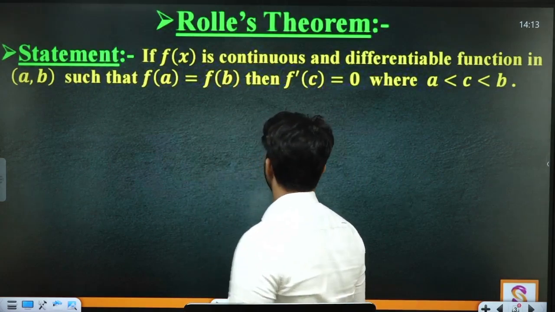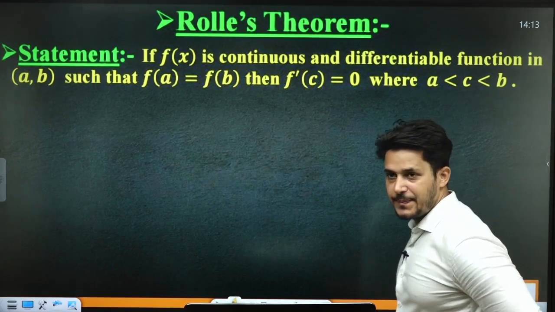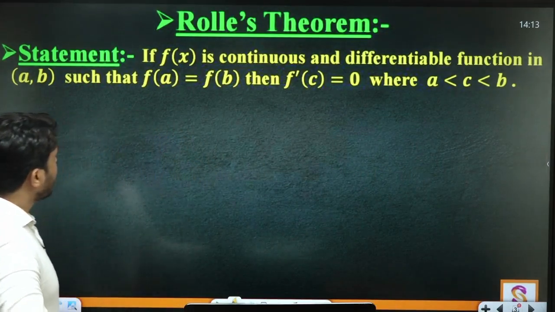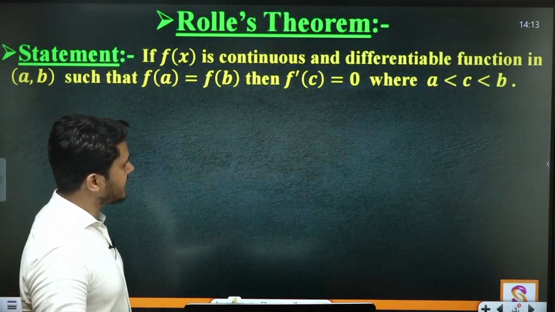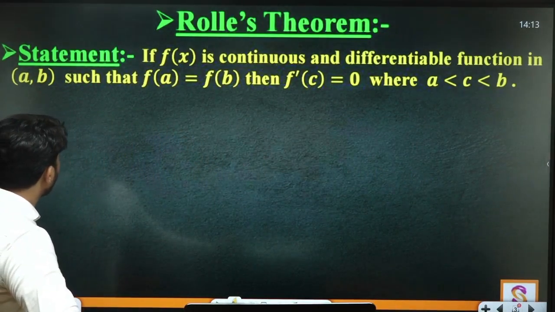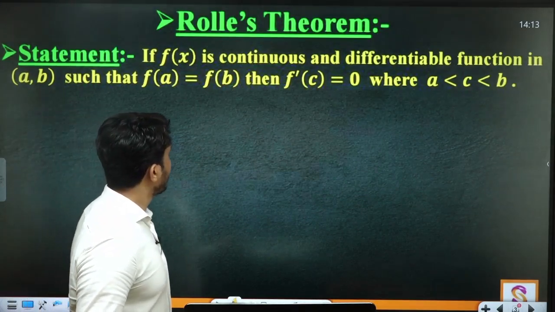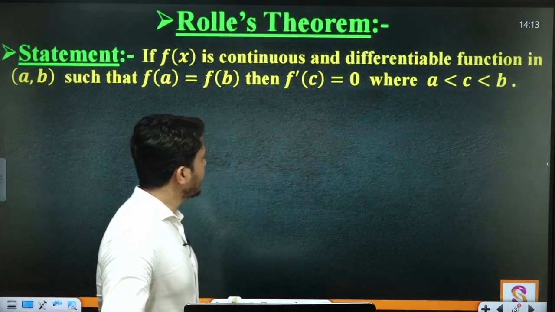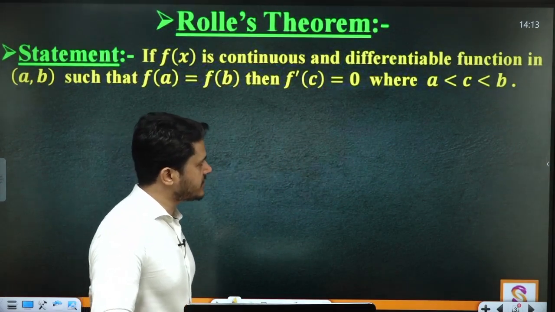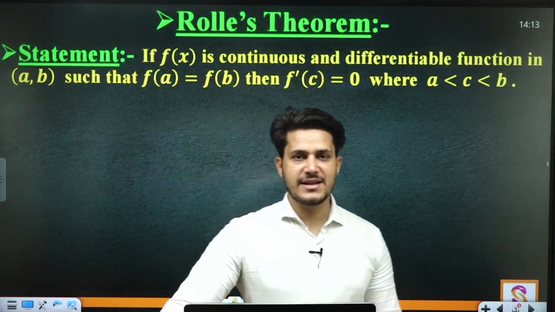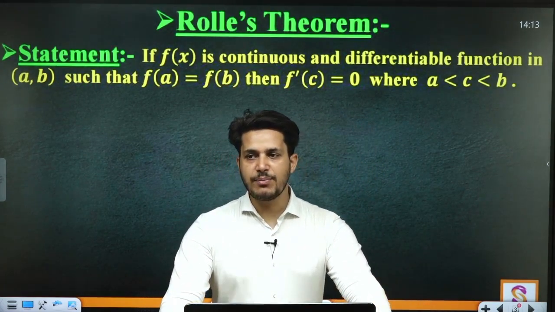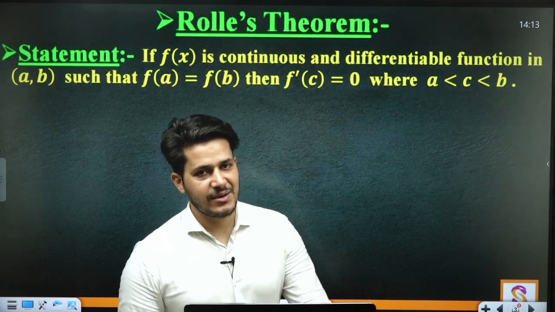ठीक, हाँ, Rolle's theorem. So the basic statement of this theorem is this: if f(x) is continuous and differentiable in the interval (a, b) such that f(a) equal to f(b), then f'(c) equal to 0, where a < c < b, means c lies in between the two end points of the interval a and b.